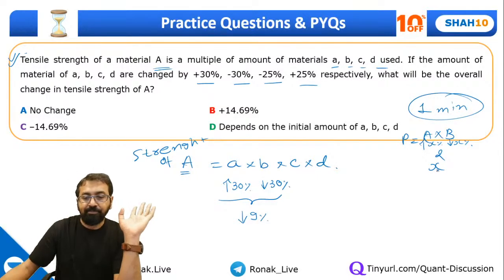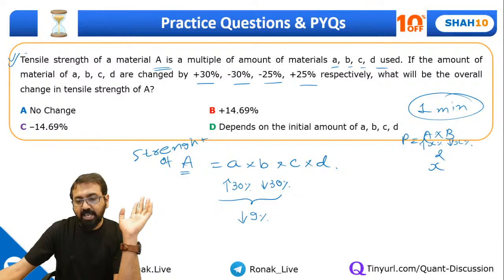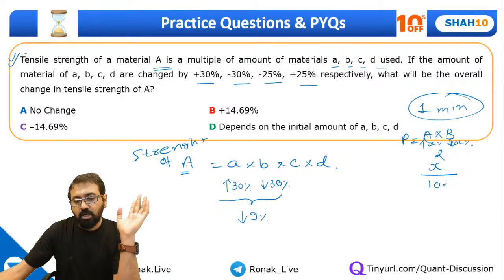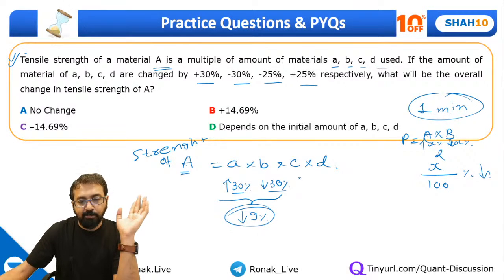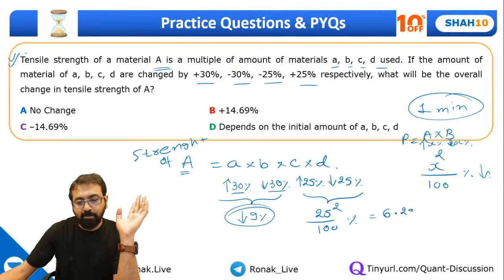Remember this point. Okay, so I'm increasing this by x%, I'm decreasing this by x%, so net change will be x square upon 100% reduction. So 30% increase, 30% decrease, it will be 9% reduction. Same way, this is 25% increase, this is 25% decrease. So net change will be 25 square upon 100% reduction. So this will come out to be 6.25% reduction.